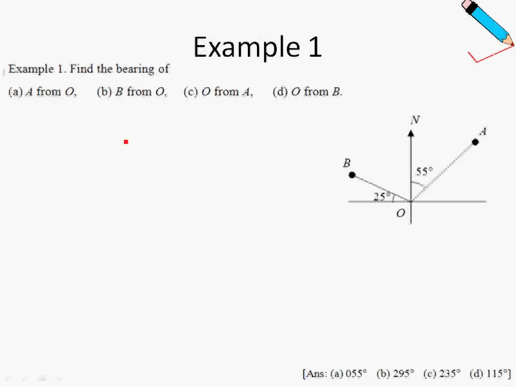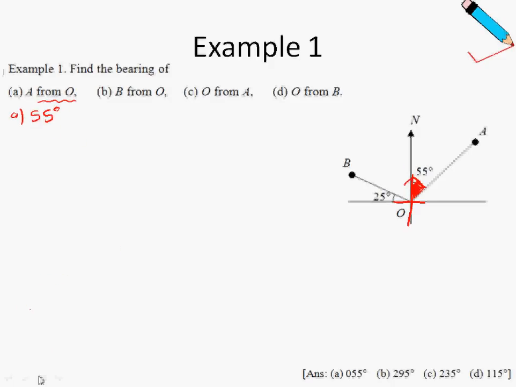In example number 1, let us find the bearing of A from O. At this point, let me ask the class, where should we put the compass? From the keyword here, we should be putting our compass at O. So I'll put my compass over here, and the bearing of A from O will just be the angle measured from north all the way till this line here, which A makes. So the angle that we're looking for is just 55 degrees. For part A, the answer is 55 degrees.